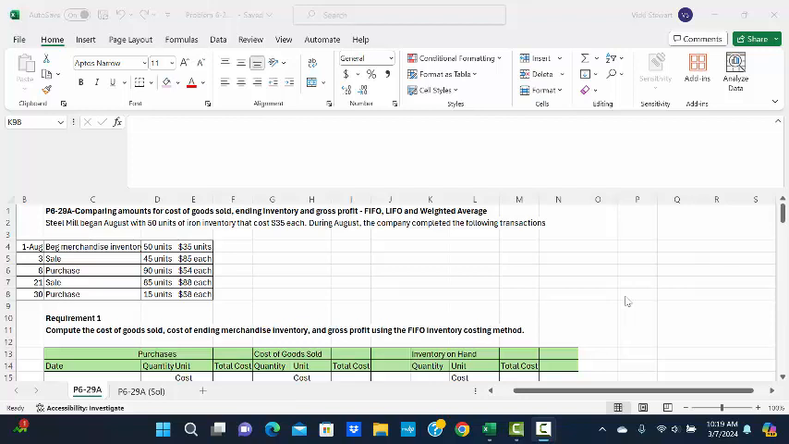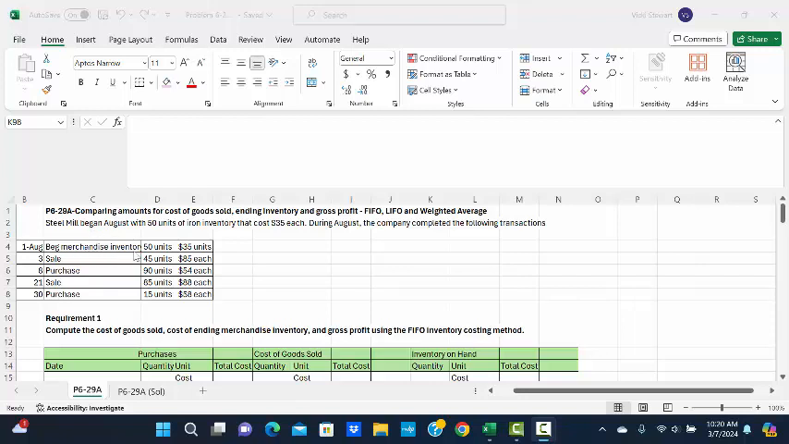This is a demonstration of problem 629A, comparing amounts for cost of goods sold, ending inventory, and gross profit using FIFO, LIFO, and weighted average, and this is the perpetual inventory method. The problem states that Steel Mill began August with 50 units of iron inventory that cost $35 each, and during August the company made the following transactions.